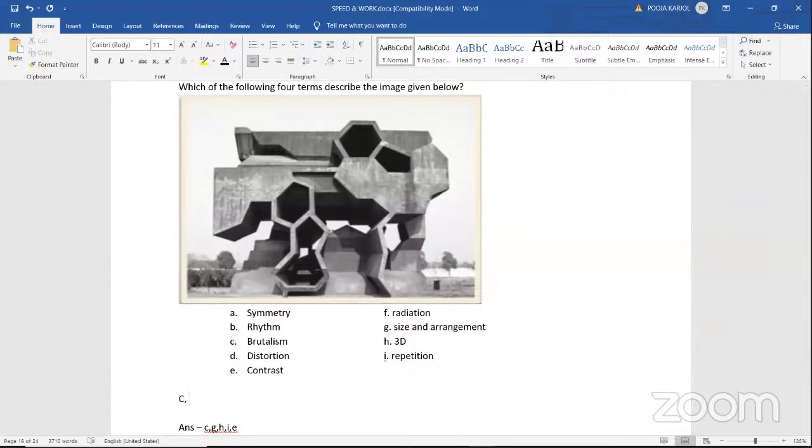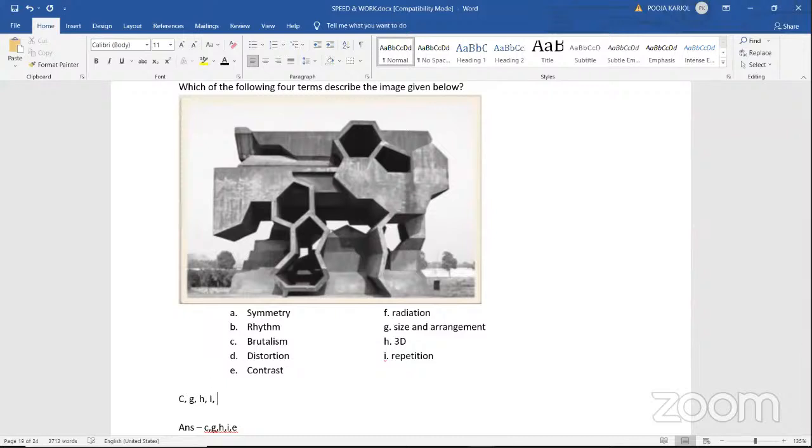This is a preferential type of question. You have to know which one to give first preference to. That is the main point of this question. C definitely, G definitely, and 3D, H also. Then repetition, yes, the shapes have been repeated: hexagon, pentagon, half pentagon, hexagon.